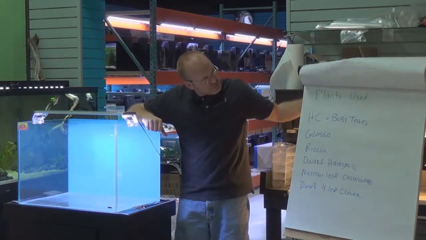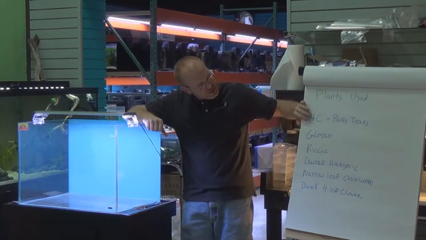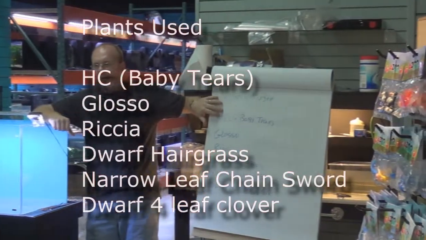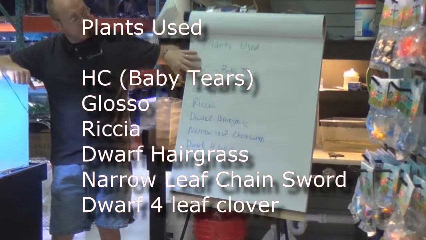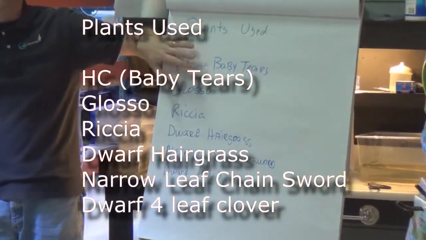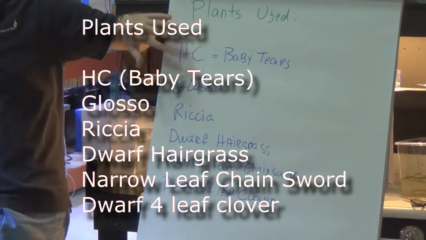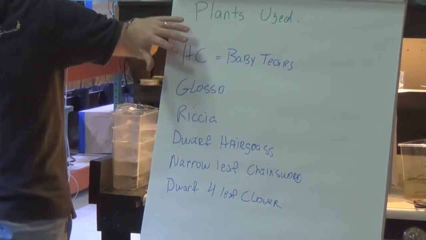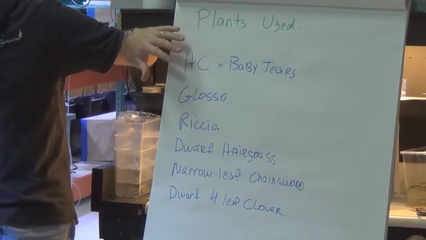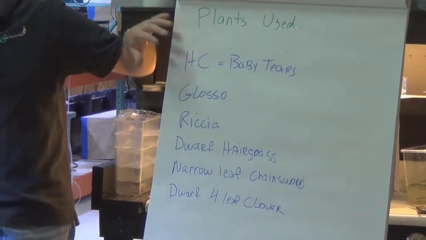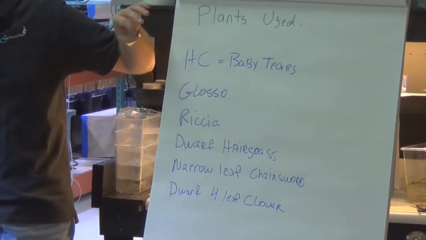So, what are we going to use today? We're going to use HC. I can't remember the Latin name, but it's commonly known as baby tears. This is the plant that most aquarists struggle the most with growing in a high light tank. And I'm going to give you what the biggest pitfalls are for it.